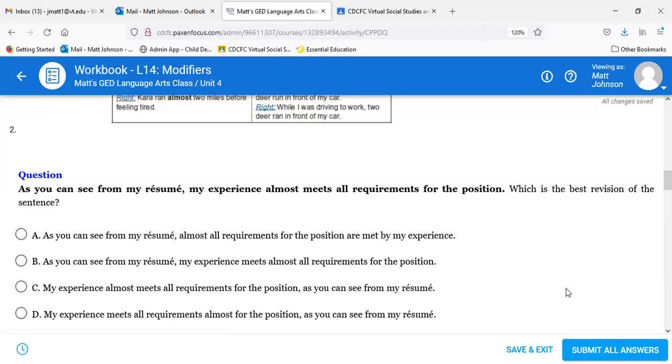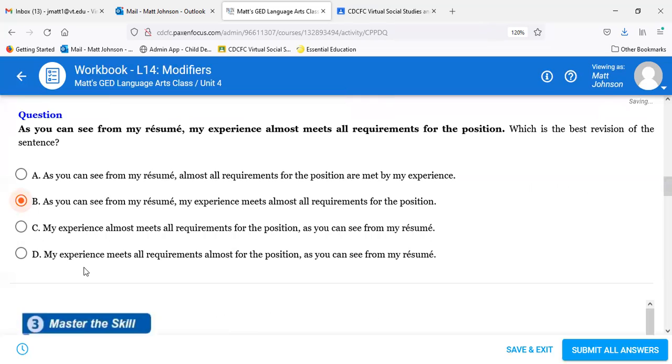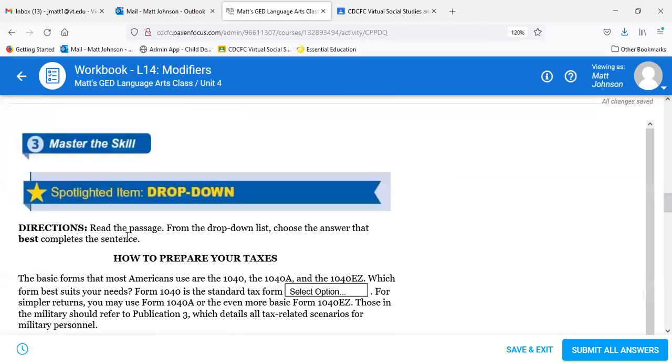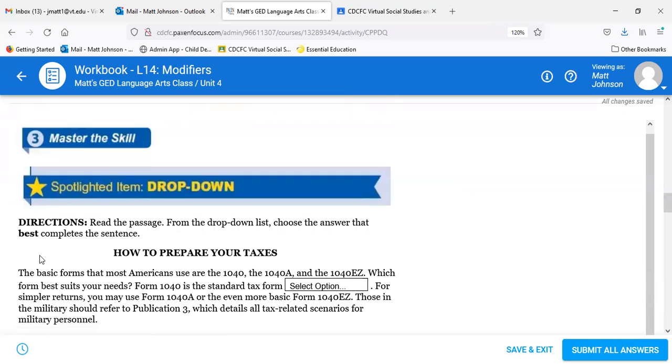That's again, we want to make sure that we're modifying "requirements," that almost all requirements, rather than I almost meet all requirements. It's a little tricky, but the way it's initially worded, none of my requirements are actually met. I don't meet any of the requirements of the job. I almost meet requirements for the job. The correct version, we meet most of the requirements, but just a few are missing. All right, so 2 is B.